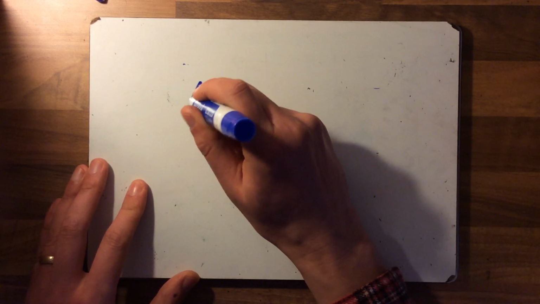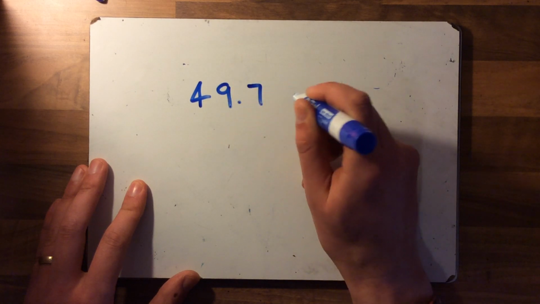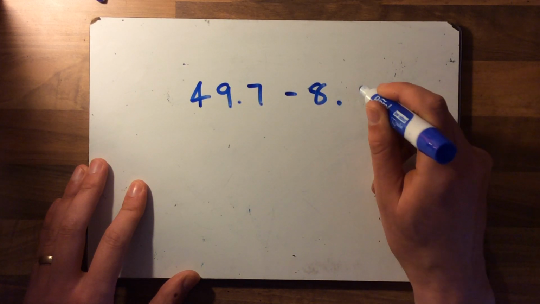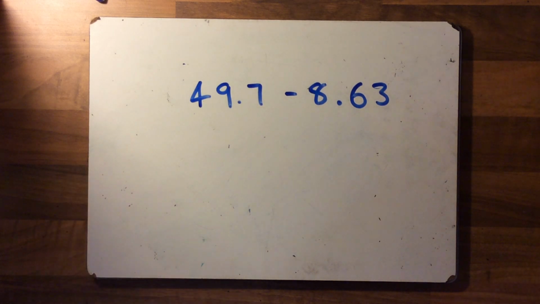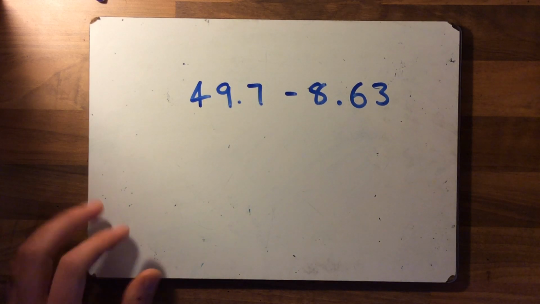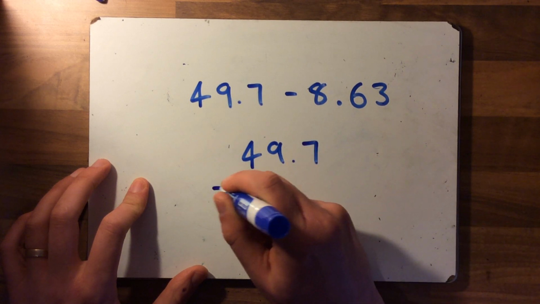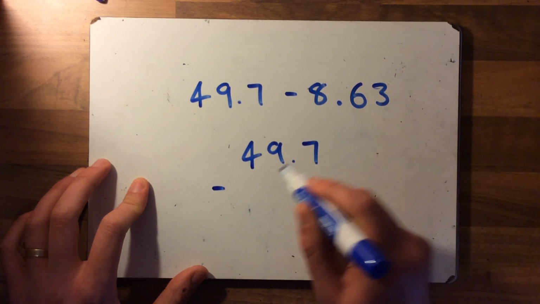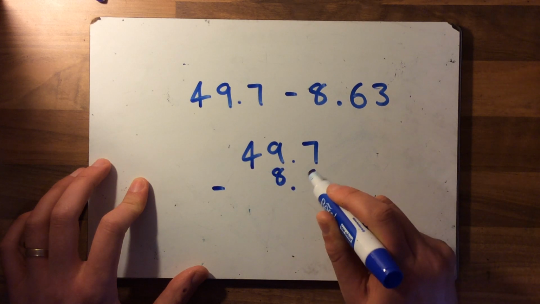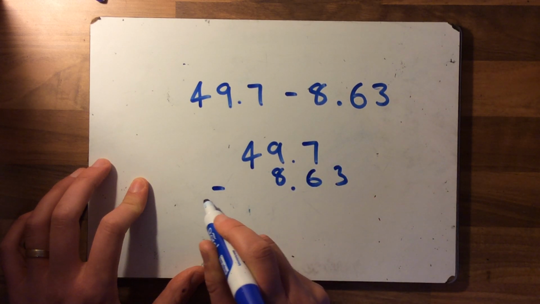So I'll write one out for you to have a go at, year 6. 49.7 subtract 8.63. You pause the video there, year 6, have a go at that question, then unpause it and you'll see if you get it right. So again, let's line them up. 49.7 subtract, put the decimal point in first, and you see that the 8 goes to the left of it, and the 6 and the 3, taking real care to line up those numbers.